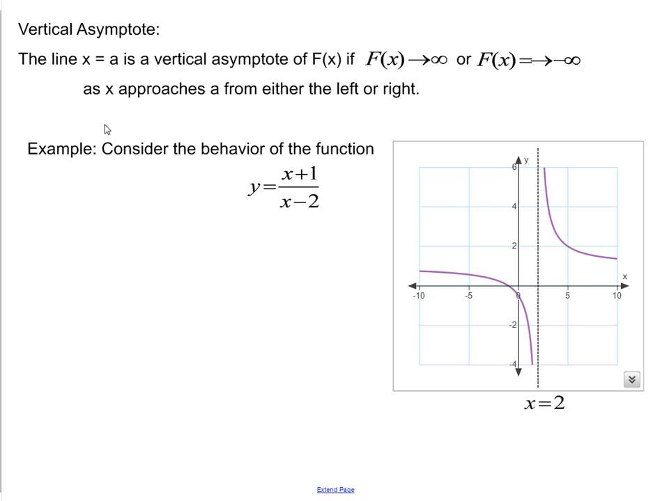if the behavior of the function near that line is such that as x gets close to it from the left or the right, the function itself tends to positive infinity. So to show you this, I've got an example right here. y equals x plus 1 over x minus 2.